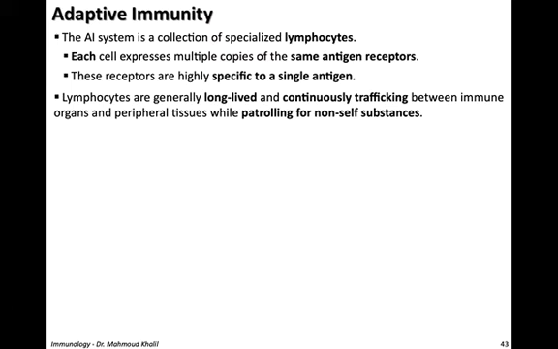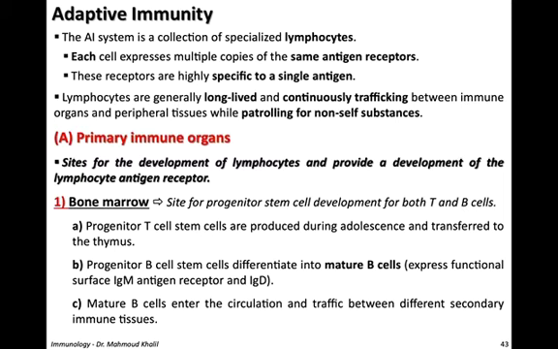As you know, lymphocytes are generally long-lived, and they are continuously patrolling and trafficking between the lymphoid organs, or the immune organs, and the peripheral tissue, searching for non-self substances to deal with these invaders. So we have, of course, the primary immune organs, which are the site of development of the lymphocyte and its antigen receptor. The first primary immune organ is the bone marrow, the main site for the original stem cell development for both B and T cells.